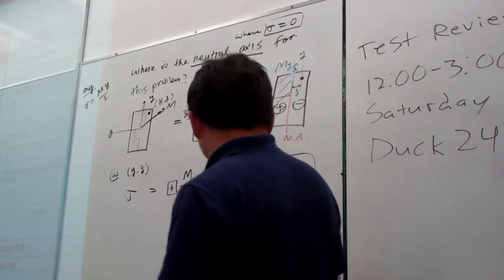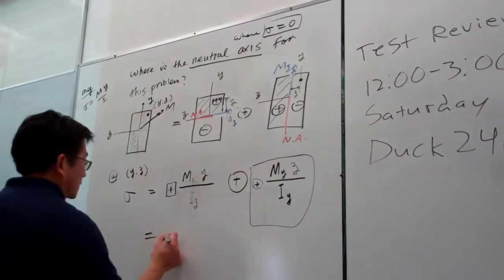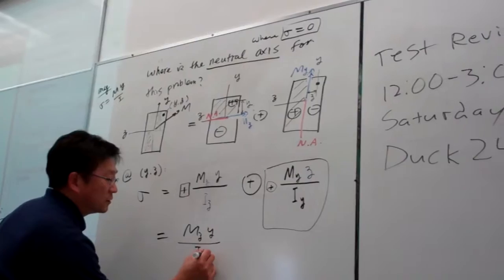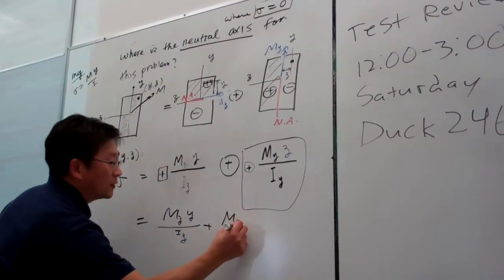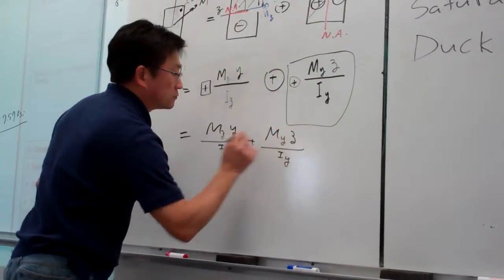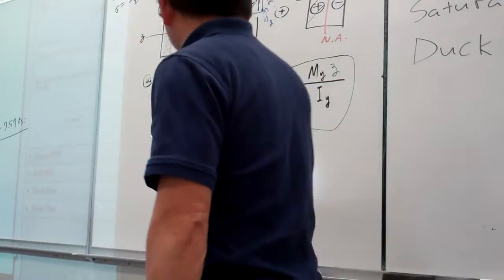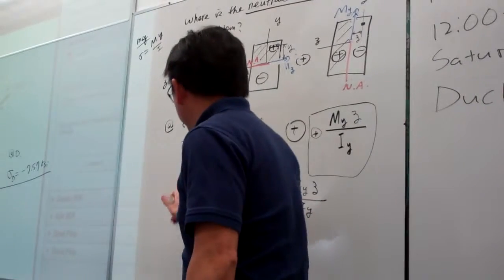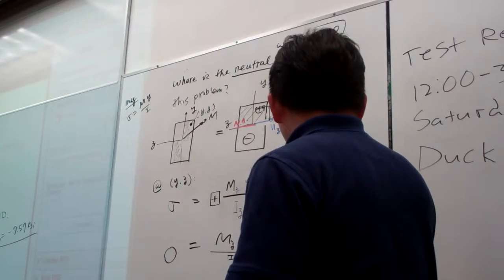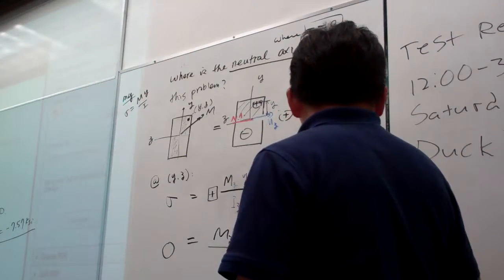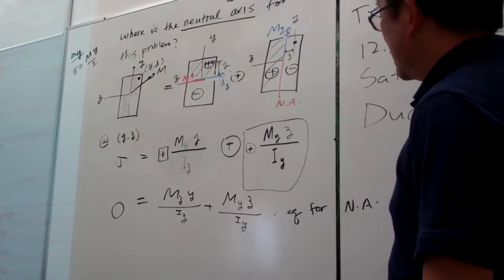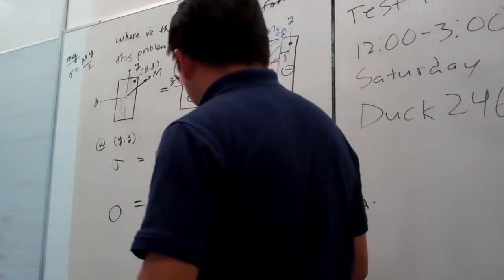So now basically let me clean this one. So this is Mz y over Iz plus My z over Iy. And here we're asking this to equal 0 to be the neutral axis. So this is the equation for the neutral axis. Okay, and then we can plug in the calculations.